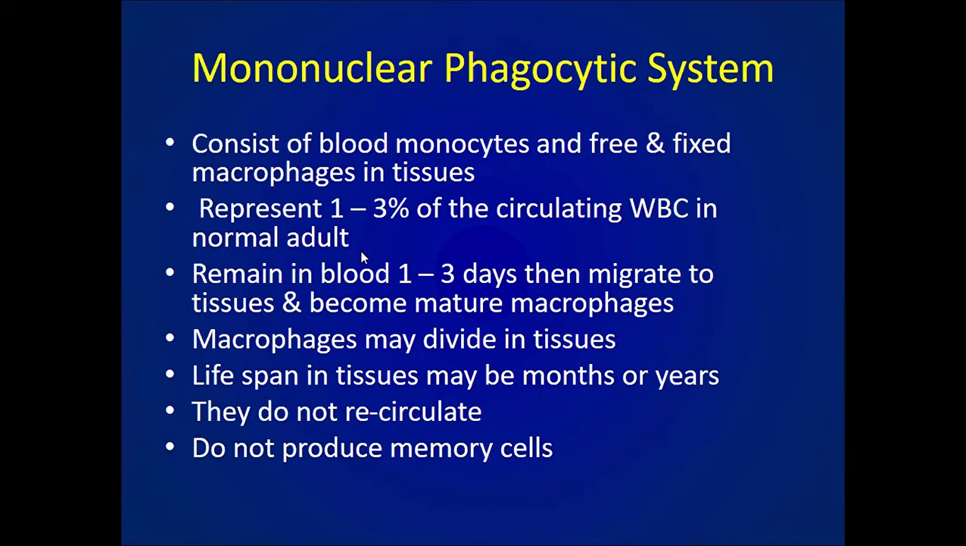So the lifespan in tissues may be months to years, and once they are already located in the tissues, they do not recirculate into the bloodstream. So once they are deposited to the respective organs, they do not re-enter into the blood circulation. So another characteristic of the mononuclear phagocytic system, they do not produce memory cells.